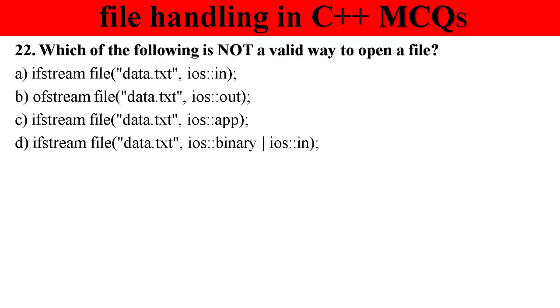Question number 22. Which of the following is not a valid way to open a file? A. fstream file, that is in mode. B. ofstream, out mode. C. The app mode. D. The binary mode. The file is opened with a binary mode and the in mode. The correct answer is C. fstream file opened with the append mode.